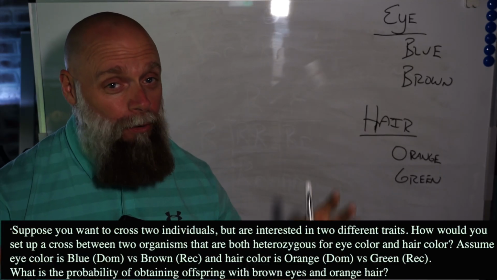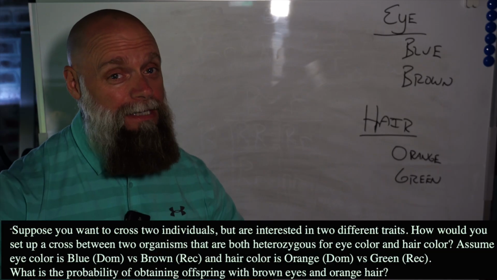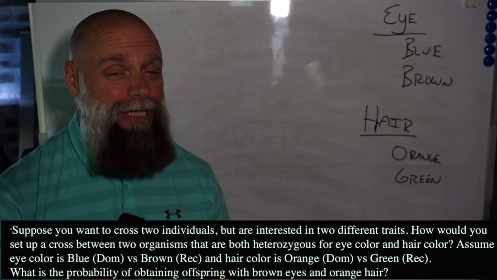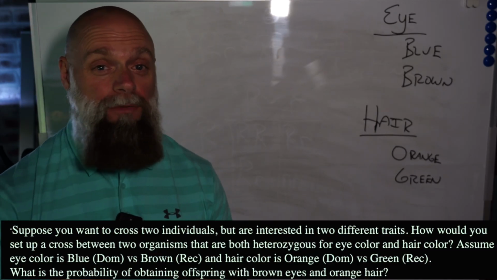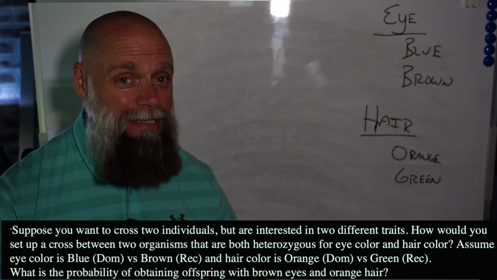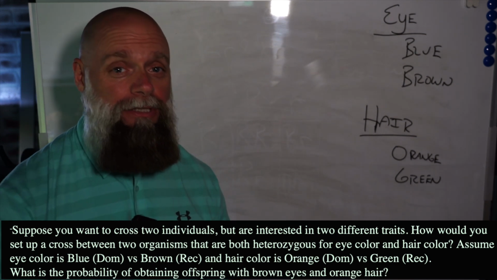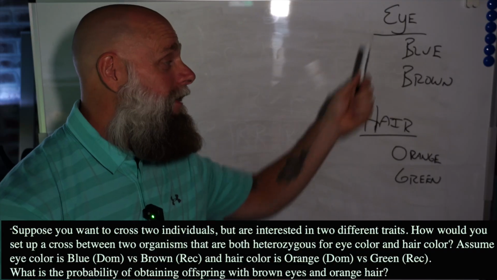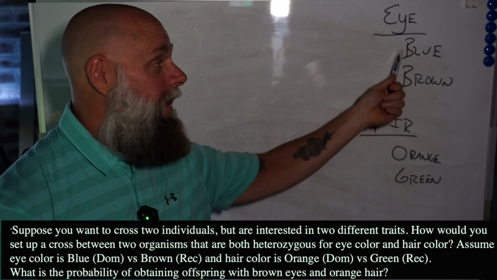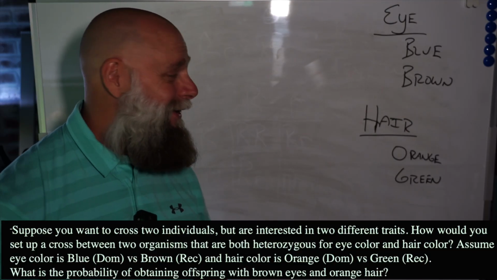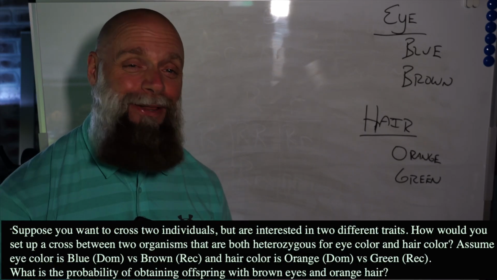All right, so here we go. Hopefully you understood those monohybrid crosses, because we're going to get into something a little bit more challenging, and that is the dihybrid cross. We're looking at 2 characteristics at the same time. In the question I just read, we've got both eye color and hair color. We've got blue and brown for our eye color and orange and green for the hair color.